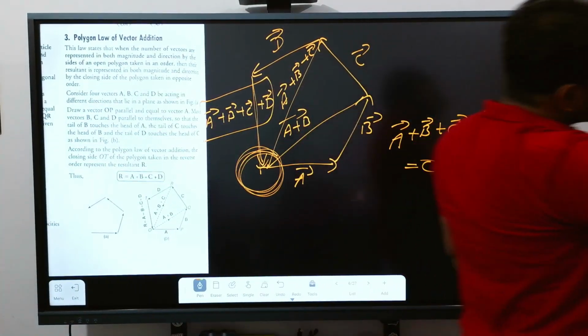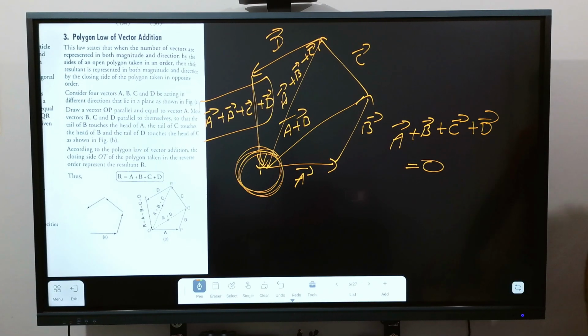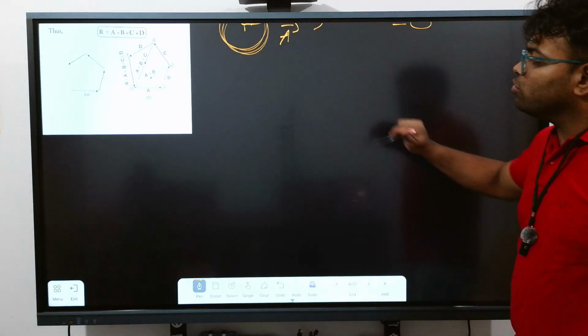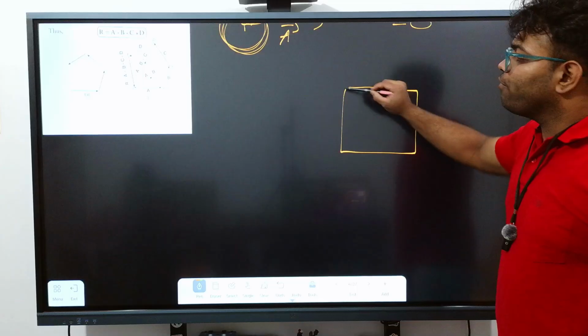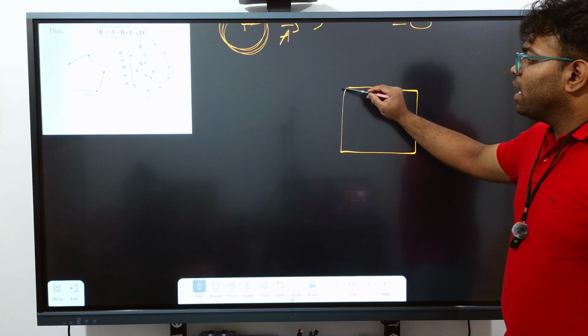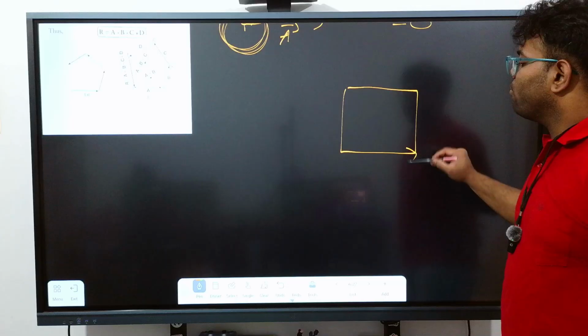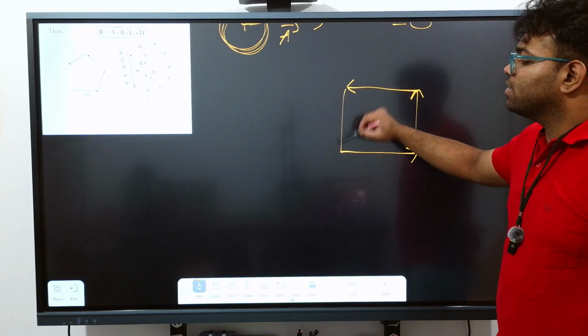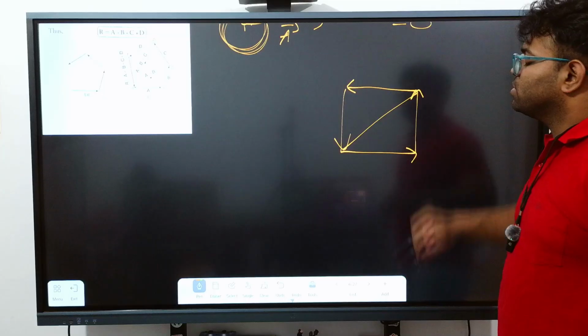Okay, a polygon is nothing but multiple triangles. You can make multiple triangles of it. You can also do this. Look at this. If you have 4 vectors like this, you have a vector like this, you have a vector like this, you have a vector like this, and you have a vector like this, all you have to do is this.